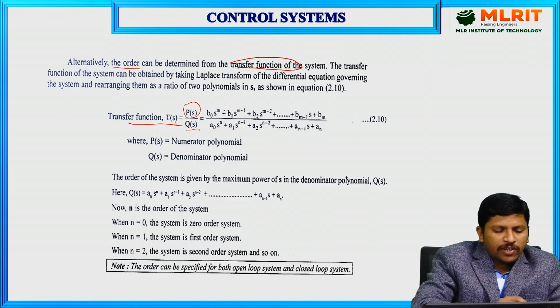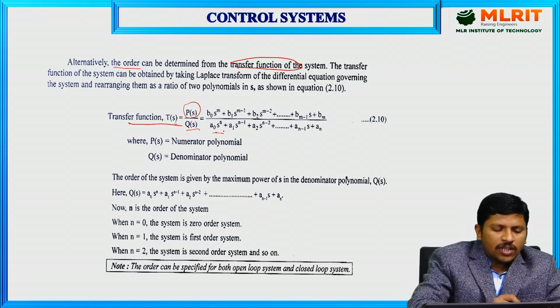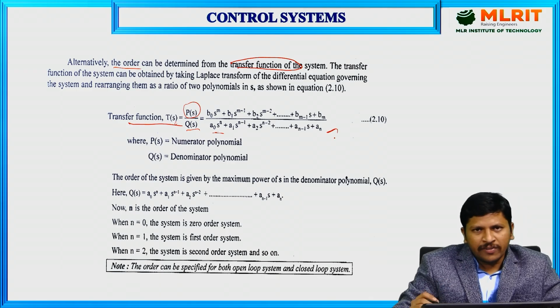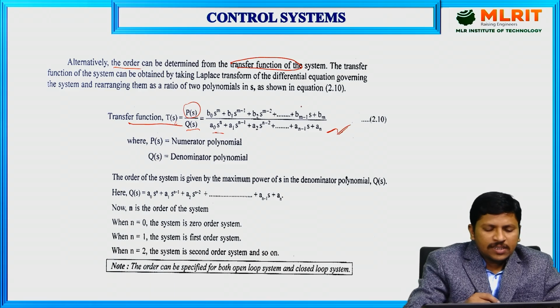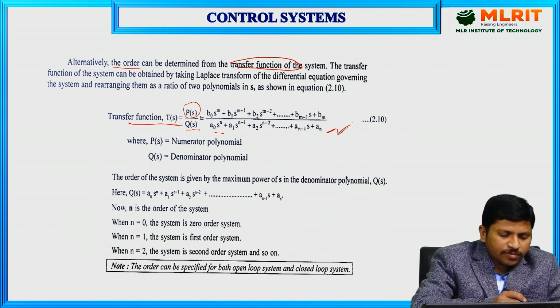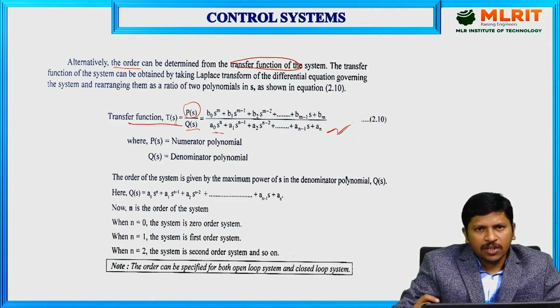Here b naught s power of m plus b1 s power of m minus 1, b2 and so on. Next, in the denominator polynomial also, a naught s power of n plus a1 and so on, this equation comes from the previous differential equation, converted from the time domain to the S domain. This is the transfer function of the given differential equation, where the numerator polynomial is P of S and the denominator polynomial is Q of S.